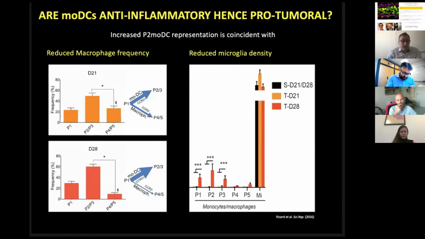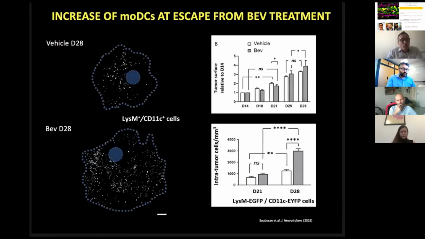Supporting this argument, Souberan and collaborators have recently shown on the same model that if you apply bevacizumab, you are able to reproduce the reduction, the dampening of cell proliferation in the early phase of the disease. But even if you continue the treatment, you lose this dampening, and you even have an escape from the treatment. You have a tumor that grows faster than if you had not treated earlier.